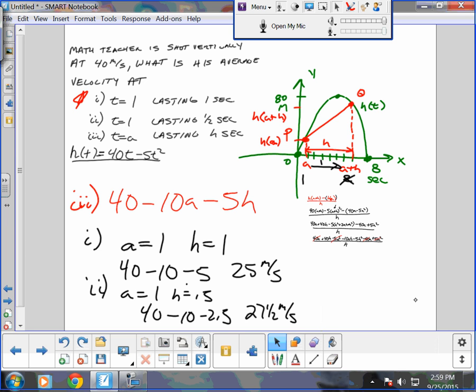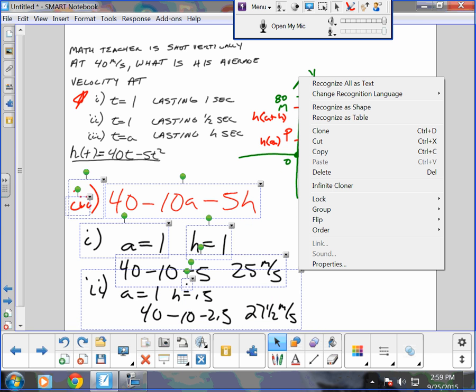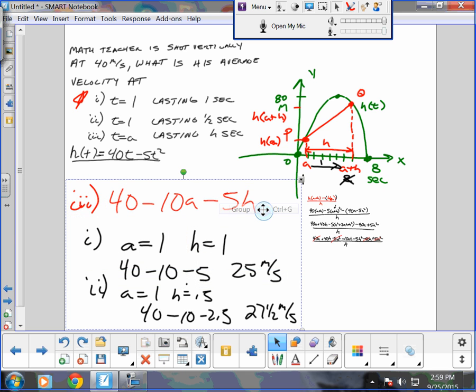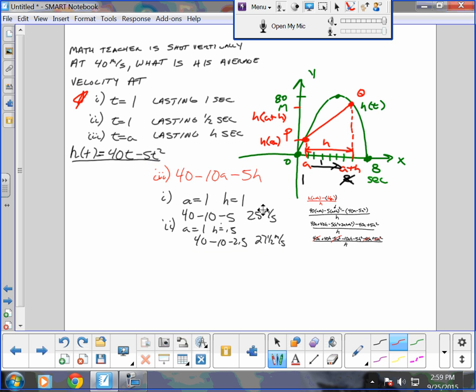Now, the last thing these problems always ask for in the textbook, always ask for on tests, is there's always going to be a part b, or Roman numeral 4. Now we've generated this awesome equation, 40 minus 10a minus 5h, and I don't have to do it at 1. Let's do it at a different time. Let's find my instantaneous velocity. How fast am I going now? We'll do it at 1 just because it's fun. So what is my instantaneous velocity at time equals 1, time equals 4, and time equals 6?